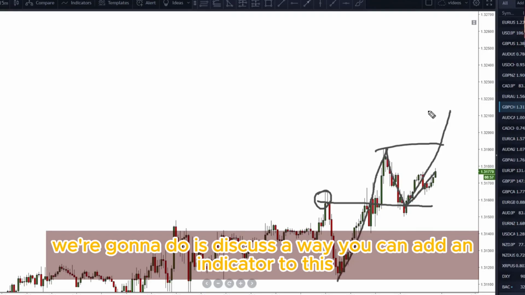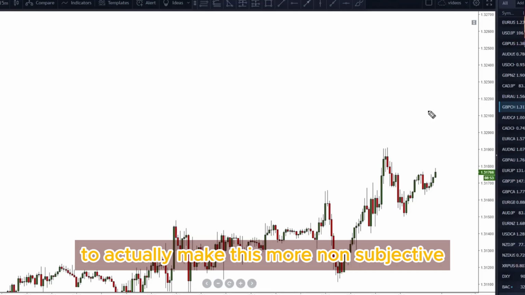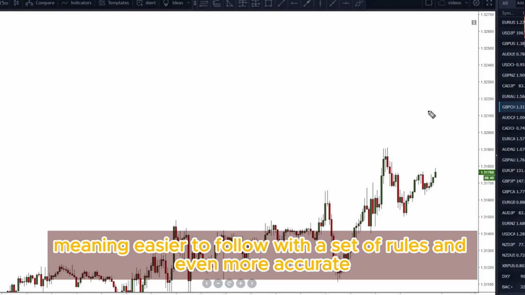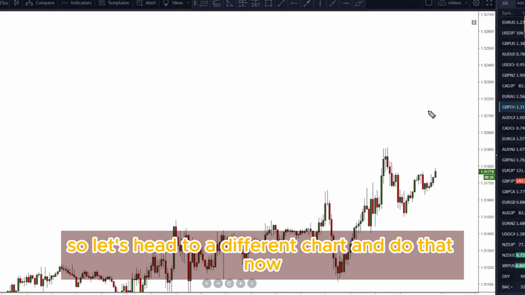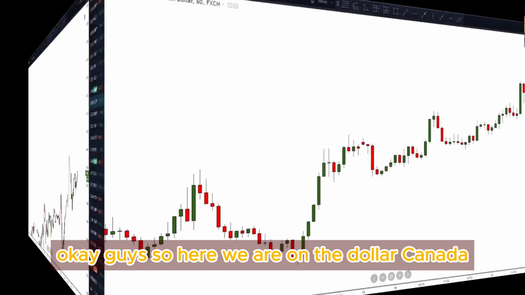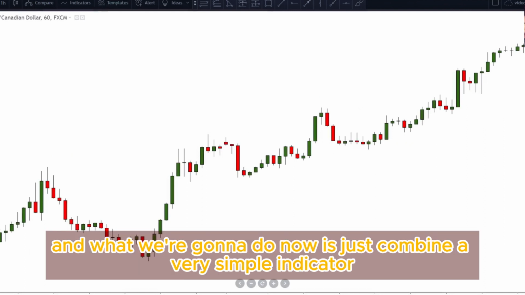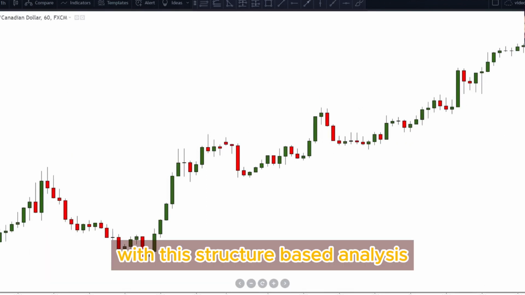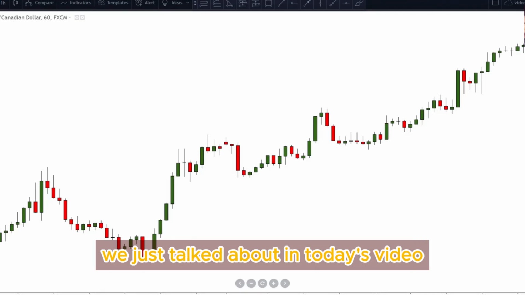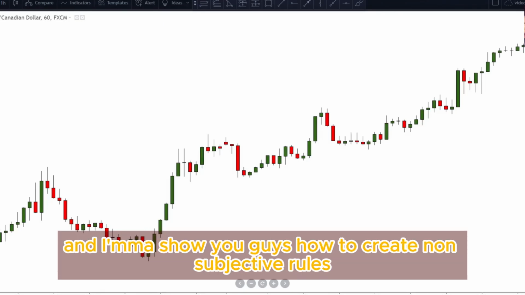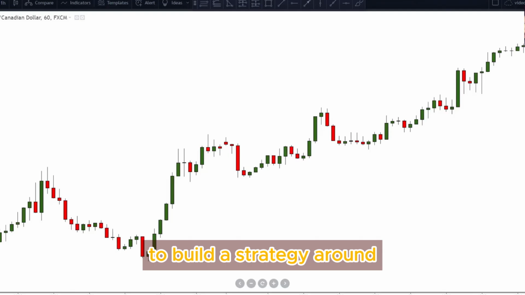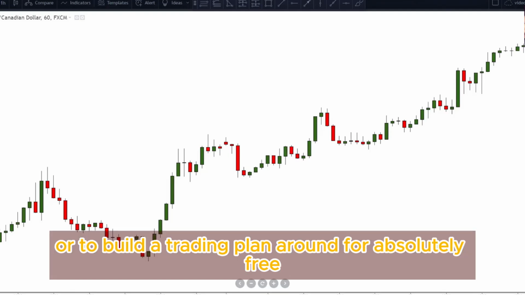Now what we're going to do is discuss a way you can add an indicator to this to actually make this more non-subjective, meaning easier to follow, with a set of rules and even more accurate. So let's head to a different chart and do that now. Okay guys, so here we are on the dollar Canada, and what we're going to do now is just combine a very simple indicator with this structure-based analysis we just talked about in today's video. And I'm going to show you guys how to create non-subjective rules to build a strategy around, or to build a trading plan around, for absolutely free.